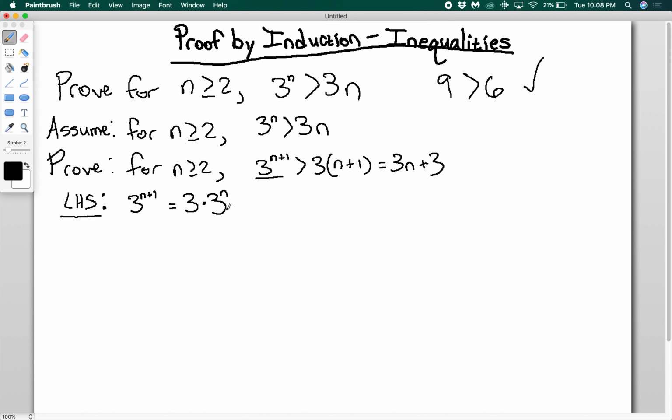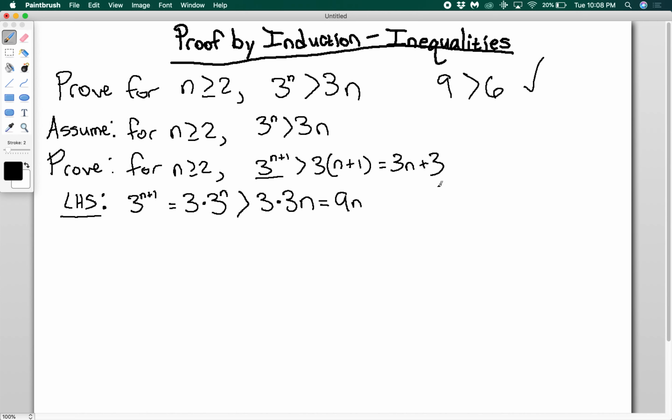And then I'm going to say, what do I know about this? Well, I know that 3 to the n is greater than 3 times n, according to what I'm assuming. So that means that this must be greater than 3 times 3n, right? So I've multiplied my assume statement by 3. If 3 to the n is greater than 3 times n, that means that 3 times 3 to the n must be greater than 3 times 3n. And this is 9n, right?